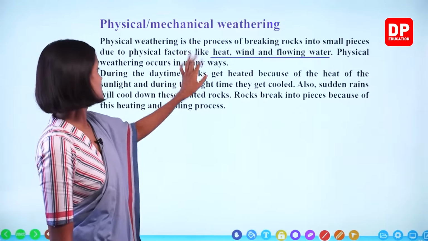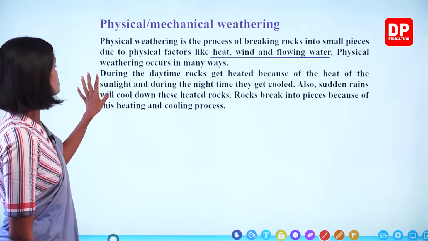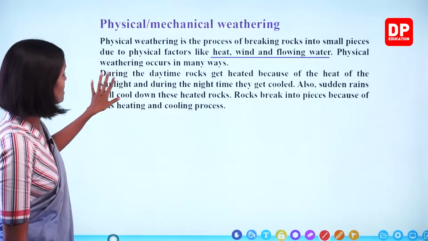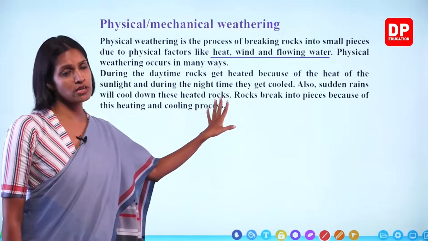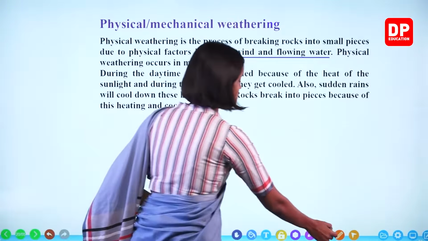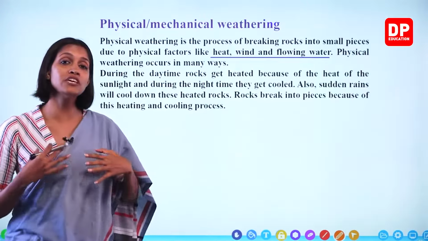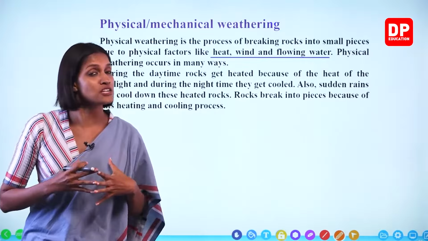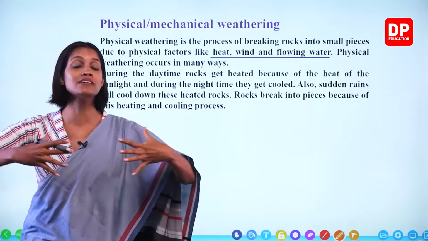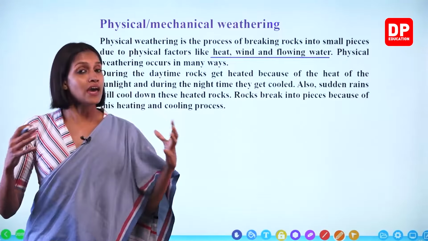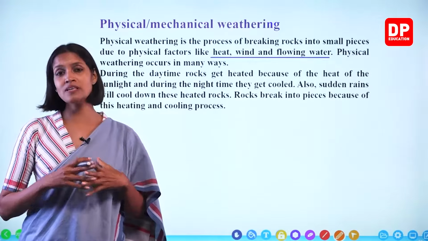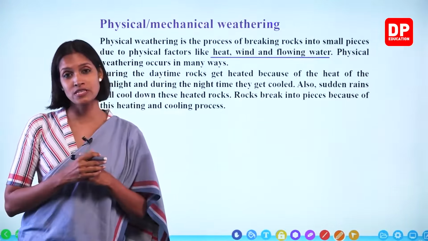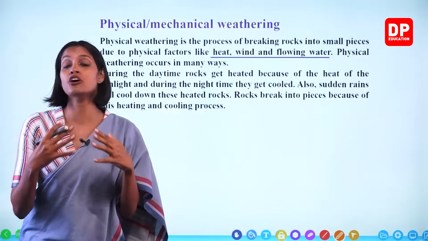Now the first factor is heat. We will consider that first. During the daytime, rocks get heated because of the heat of the sunlight. And during the night time, they get cold. Now in the temperature lesson, we learn what happens to objects because of heating and cooling. Right? When heat is absorbed by objects, what happens, children? They get expanded. Their volume increases. Right, children? And because of cooling down process, what happens? The surfaces or the objects get contracted or the volume reduces. The same thing can take place in the rock surfaces as well.